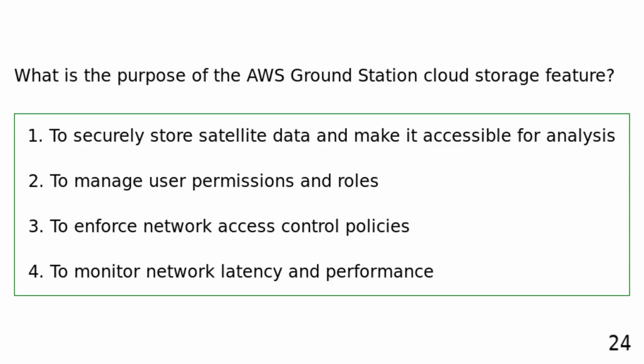What is the purpose of the AWS Ground Station cloud storage feature? To securely store satellite data and make it accessible for analysis. To manage user permissions and roles. To enforce network access control policies. To monitor network latency and performance.